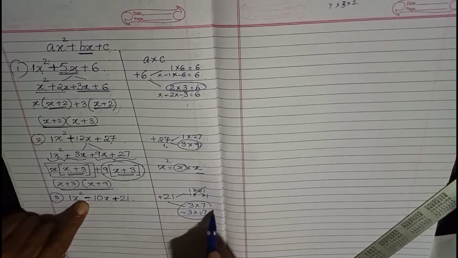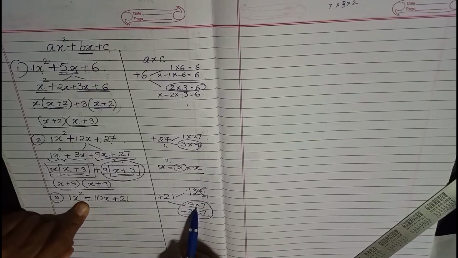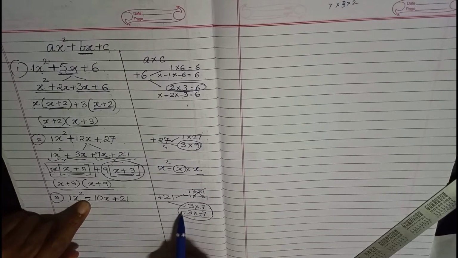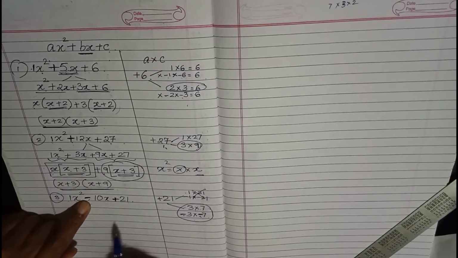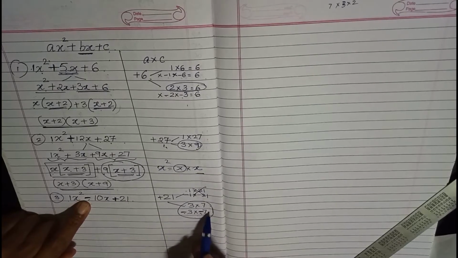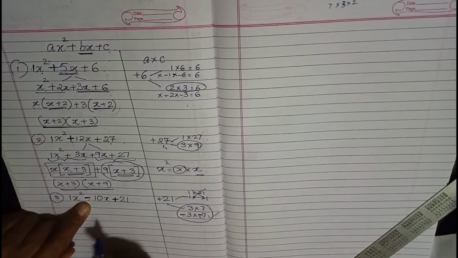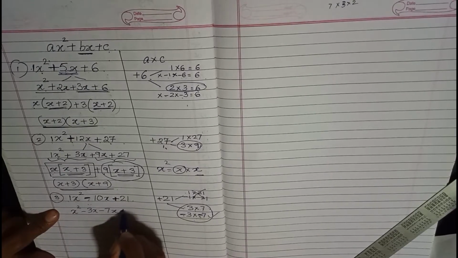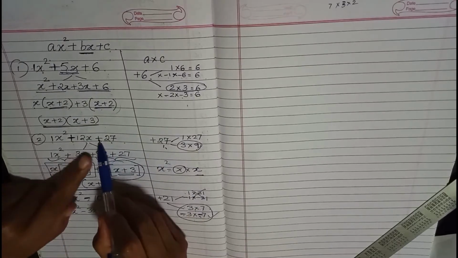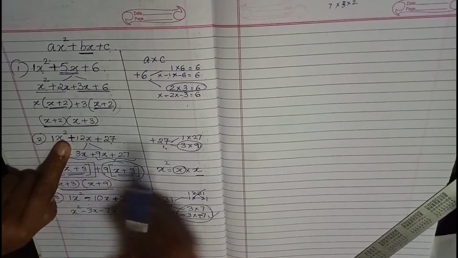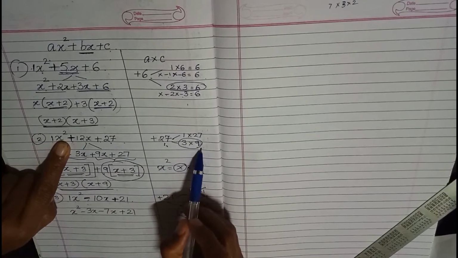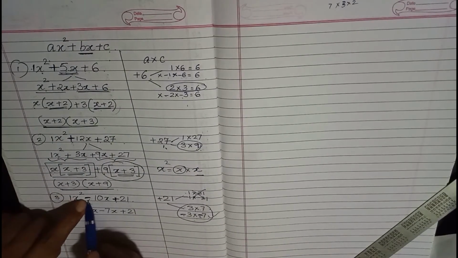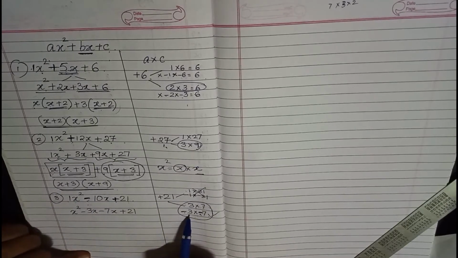Now what remains is only from this. Now we have to select whether to take the positive one or the negative one. I want minus 10. You can see minus 3 plus minus 7 will give me minus 10. So I will be taking the negative one. Right? So what we should remember is, if product is positive and the middle number is also positive, we should take both positive numbers. But if the product is positive and the center is negative, we should take both negative.